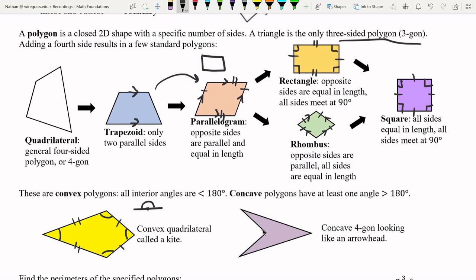And this one has a single angle that's greater than 180 degrees. And we're talking about interior angles here. This is called a concave polygon, a concave quadrilateral specifically, since it has four sides. And this of course just looks like an arrowhead. I don't think there's any specific name for this shape.